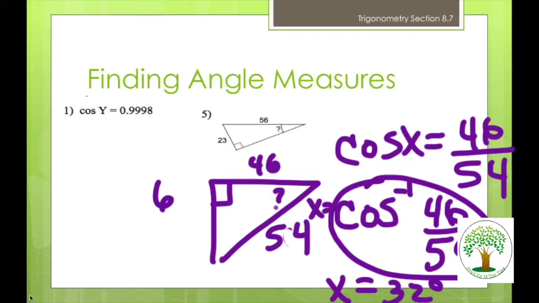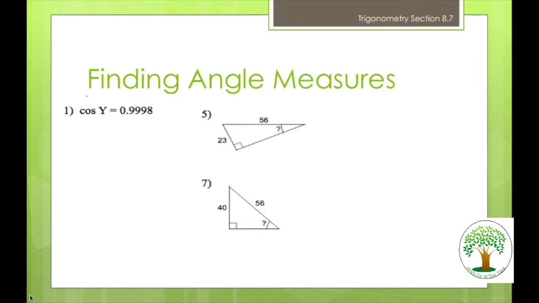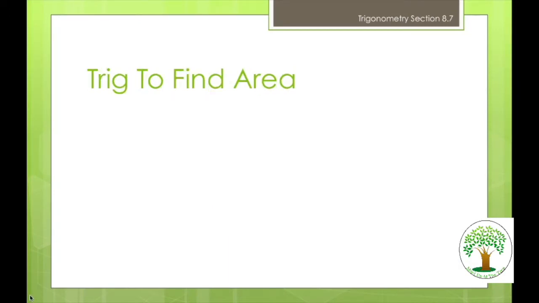All right. So the rest of those, numbers 7 and 8, you're going to use that inverse cosine thing, okay? All right, we're going to move on to something a little further down on your paper, but I need you guys to look up here. We're going to use trigonometry now to find the area of triangles. So we're going to have to review some stuff about area of triangles first.